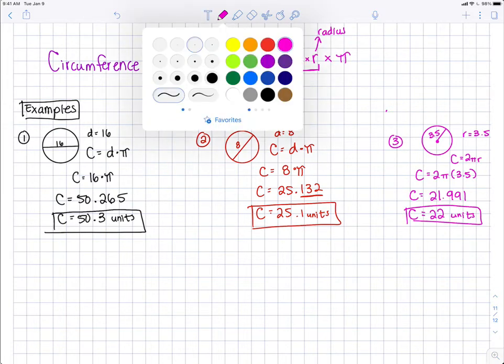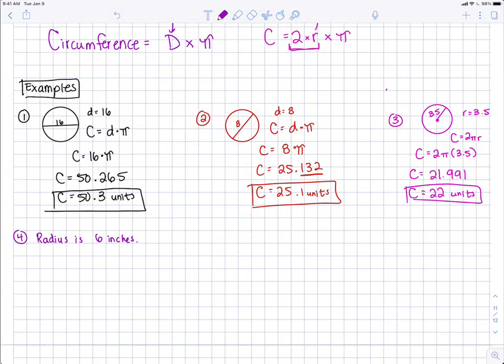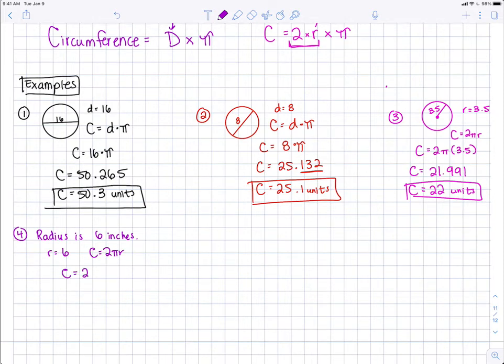Alrighty, not too bad, am I right? Let's do one more example. You could be presented with a problem like this where I just tell you, hey, the radius is 6 inches. Find the circumference, please. So in this case, you know that r is 6, so you should probably use the formula 2 pi r, or 2 times pi times r. And then we're going to go ahead and plug these things in. So 2 times pi times 6.